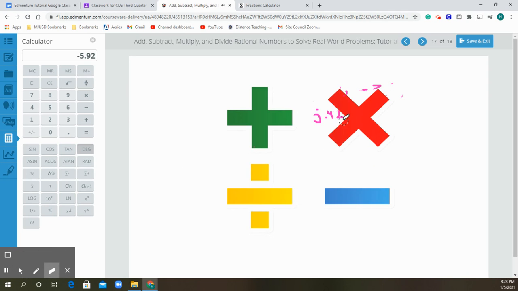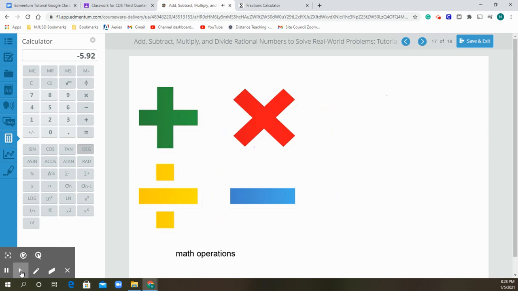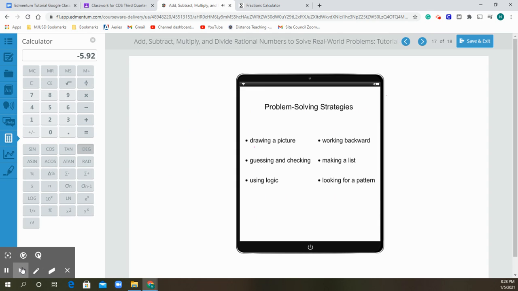You can use addition, subtraction, multiplication, and division to solve real-world problems involving rational numbers. Be sure to read and analyze each problem carefully. You can use several strategies to solve real-world problems, such as drawing a picture, working backward, guessing and checking, making a list, and using logic.